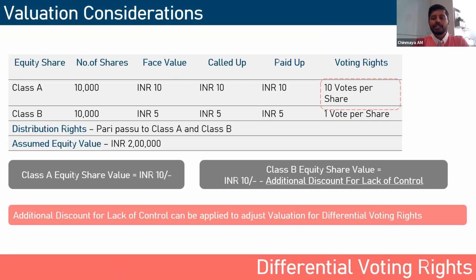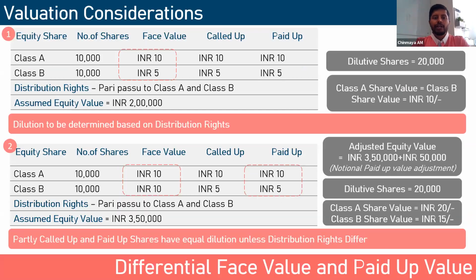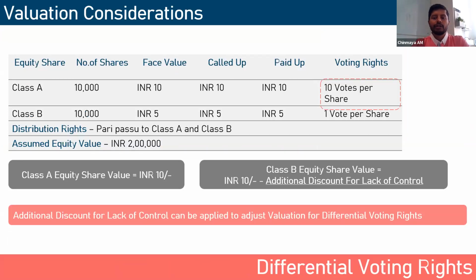So examples for the next category; these were pure equity valuation examples. Now equity itself, pure equity, but with differential voting rights, how do we value? Here class A has 10,000 shares, 10 rupee face value, called up and paid up. Class B has 10,000 shares, 5 rupee called up, paid up, same example. Only one change: class A shares have 10 votes per share and class B shares have 1 vote per share. So distribution rights are pari passu.